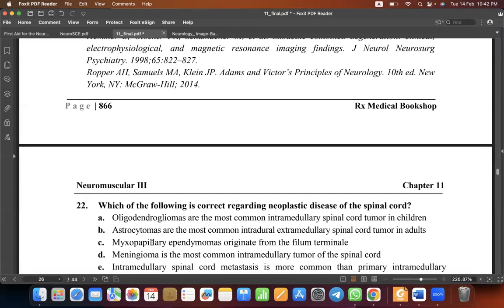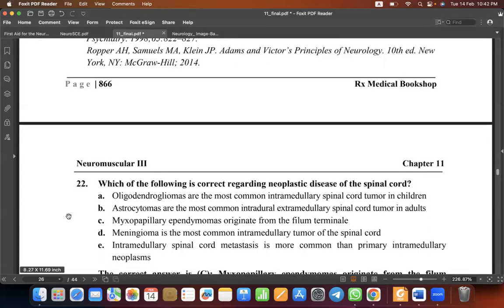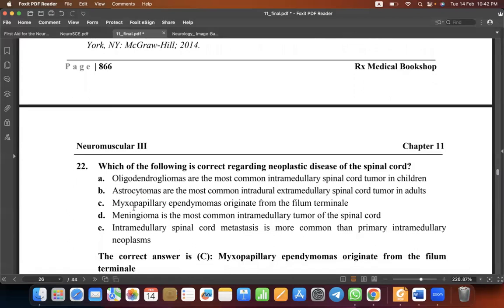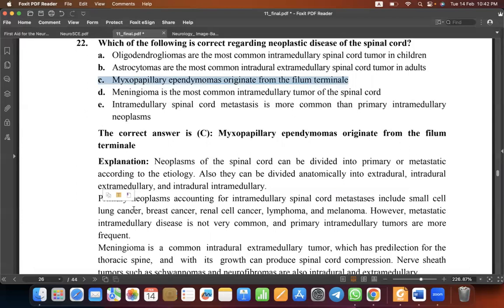Okay. Another important thing, myxopapillary ependymoma originates from the filum terminale. I'll talk about this later. Intramedullary spinal cord metastasis is the commonest primary intramedullary neoplasm. Okay, so I guess myxopapillary ependymoma, which originates from the filum terminale, is also common. We should remember the fact.